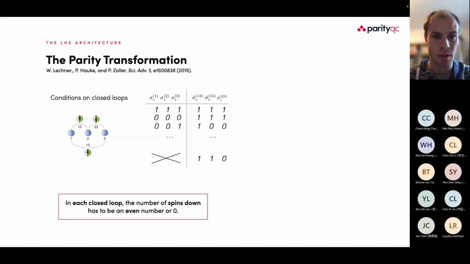And basically, for this to be fulfilled, the condition is that in each such closed loop, the number of spin down qubits, so the number of physical qubits that imply an anti-parallel alignment, has to be an even number or 0. So either there are 2 physical qubits specifying an anti-parallel alignment, or 4 or 6, or none.